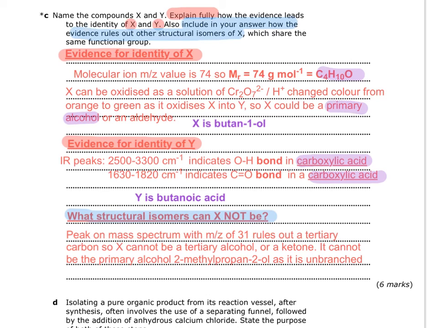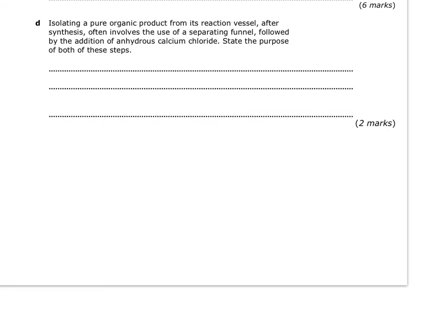So let's have a look at the final part of the question and the final part of the test. The last bit says, isolating pure organic product from its reaction vessel after synthesis often involves the use of a separating funnel, followed by the addition of an anhydrous calcium chloride. State the purpose of both of these steps. So what you've got to do is basically think back to our organic synthesis work and decide what each of those things actually does.